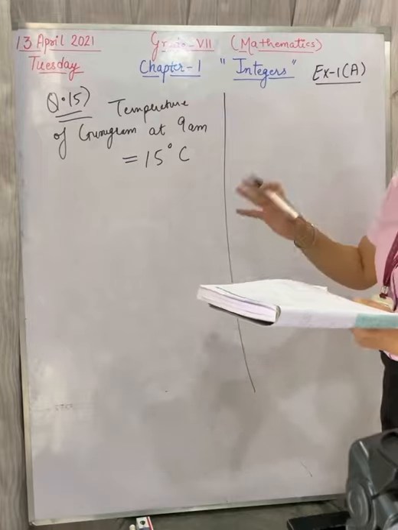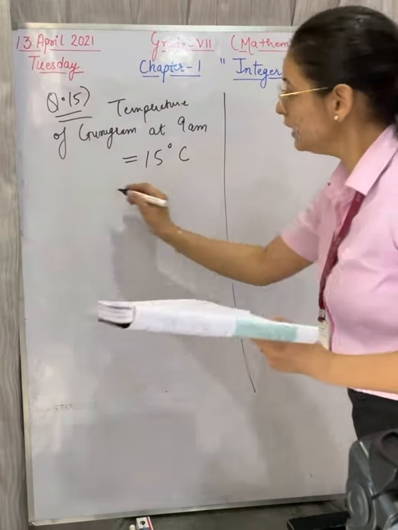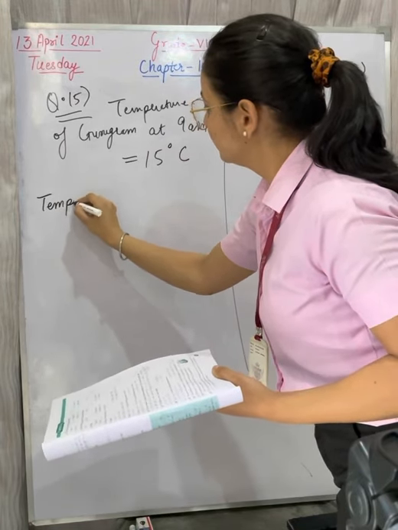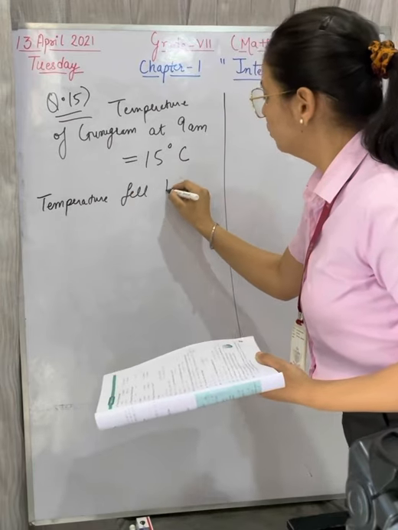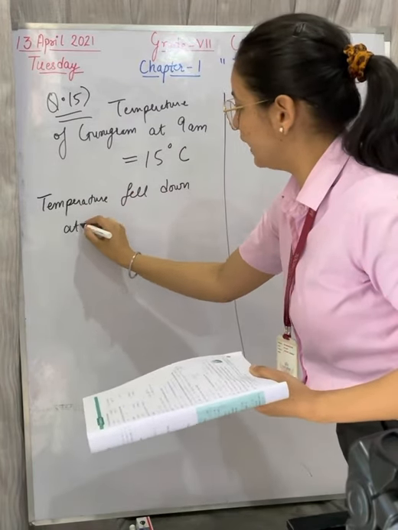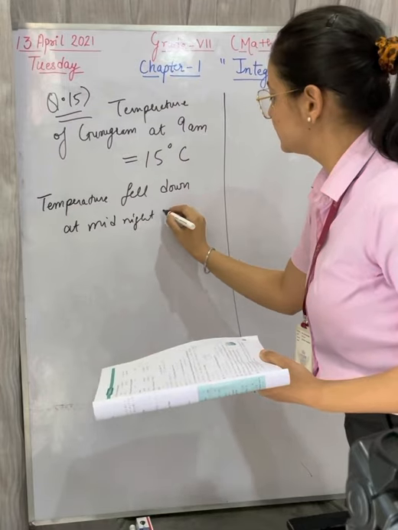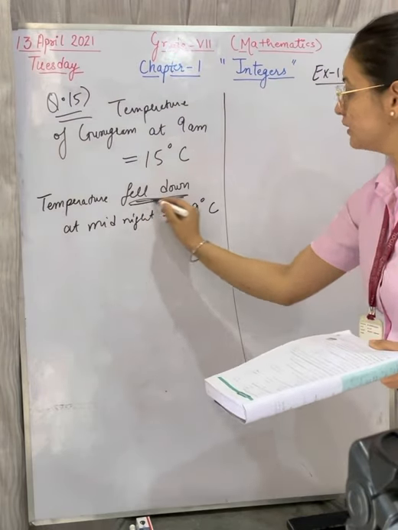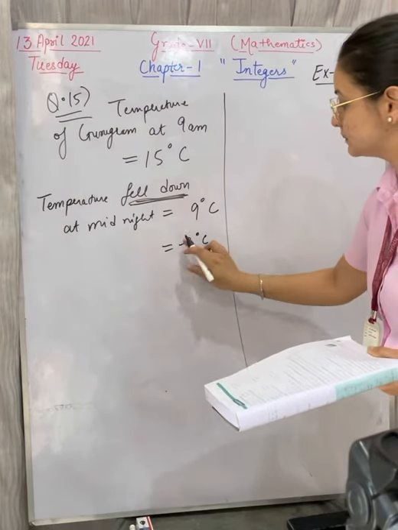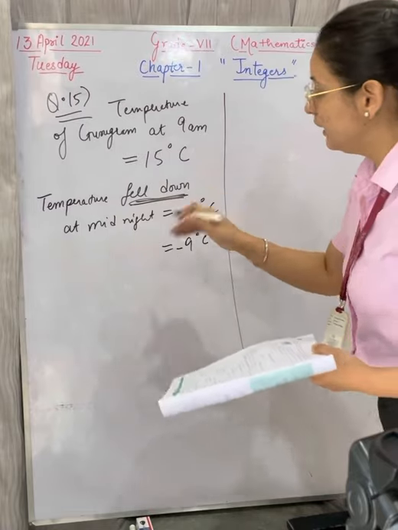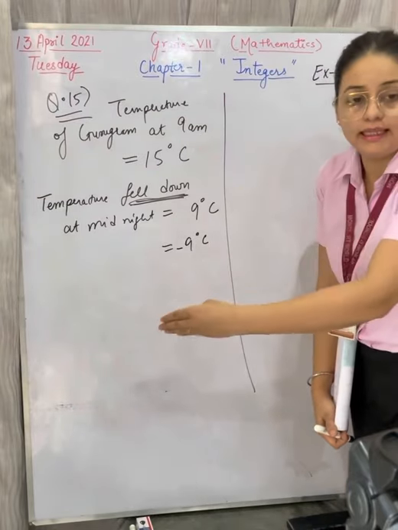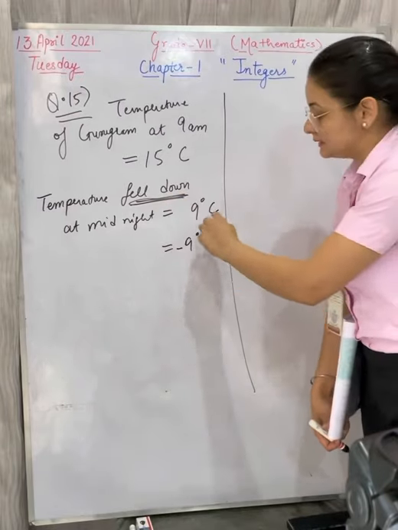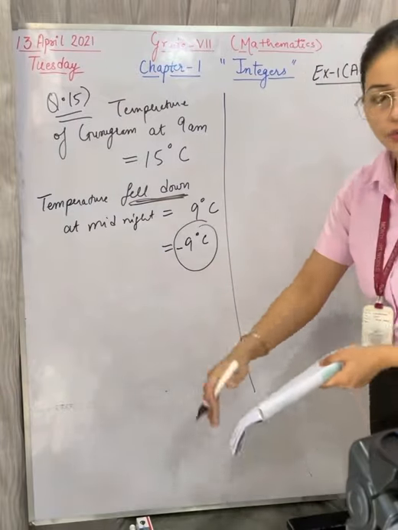Then at midnight the temperature fell down. At midnight it is equal to 9 degrees Celsius. If fell down is given, that means it is minus 9 degrees Celsius. I told you in the previous question also, if anything is given in the form of below sea level, below ground level, or fell down, that means that value is a negative value. You have to write minus here.